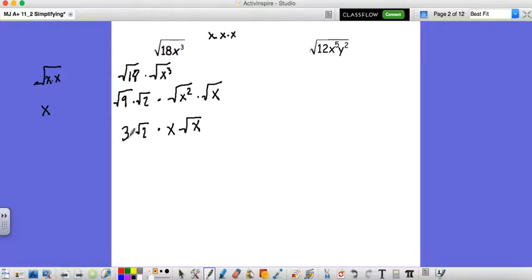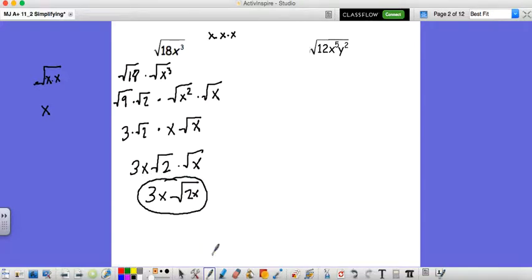Now we're just going to rewrite some things. We'll have 3 times x. Then we have the square root of 2 times the square root of x. We're just changing the order because multiplication is commutative. And then we can simplify in here. Instead of the square root of 2 times the square root of x, we can just say 3x times the square root of 2x. And now we are all simplified.